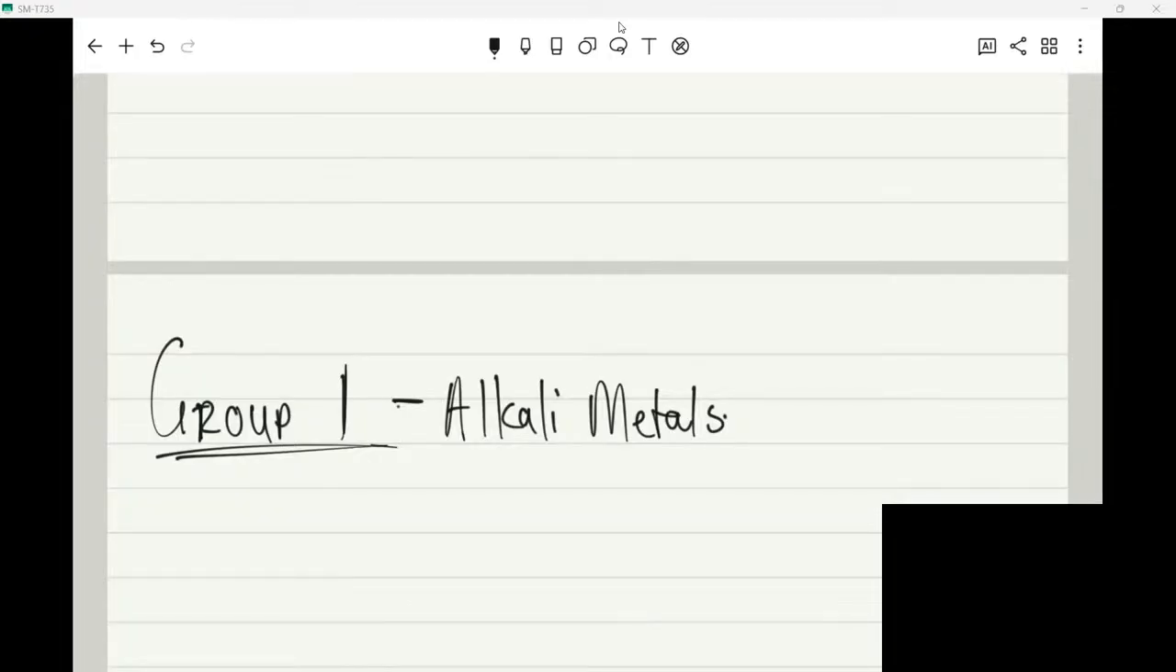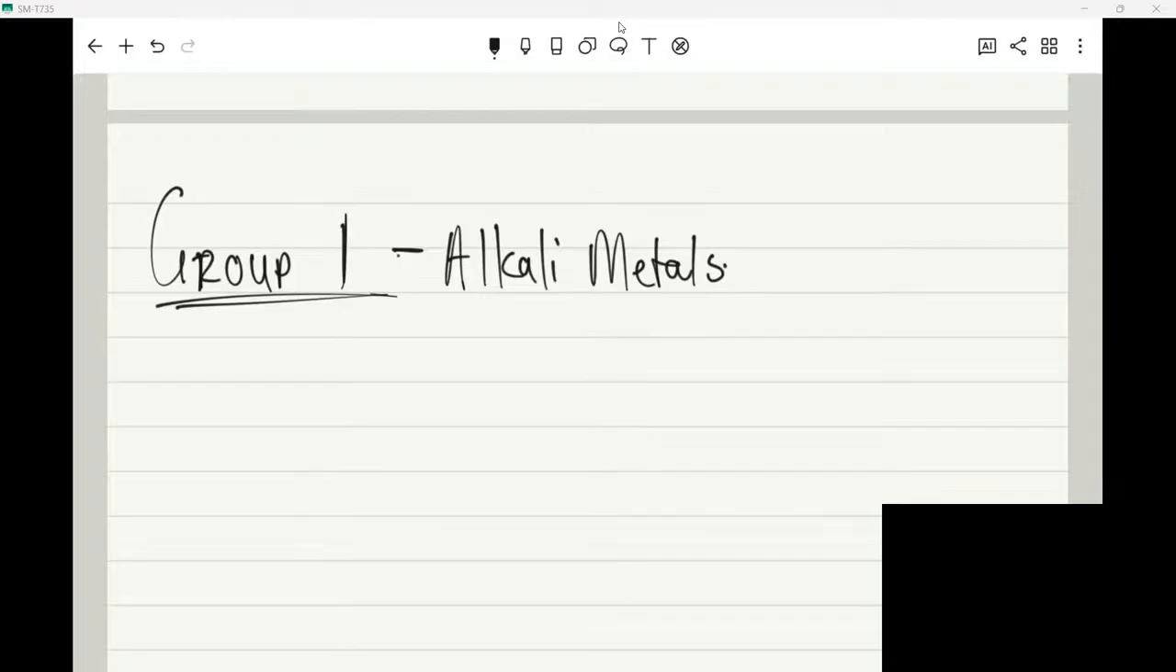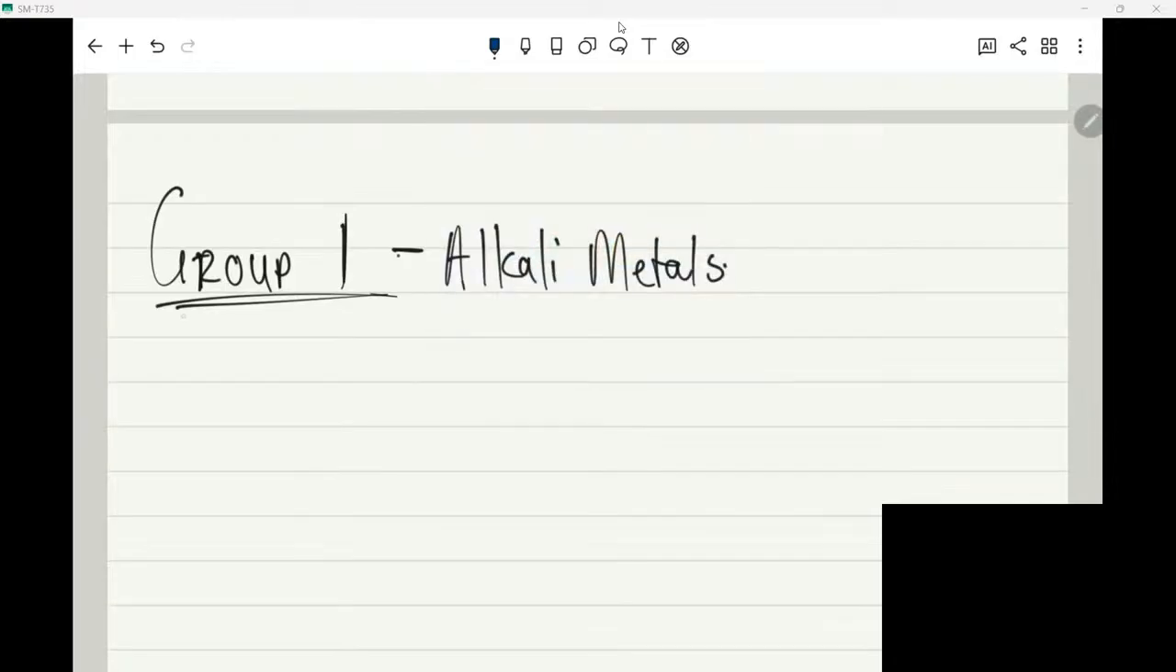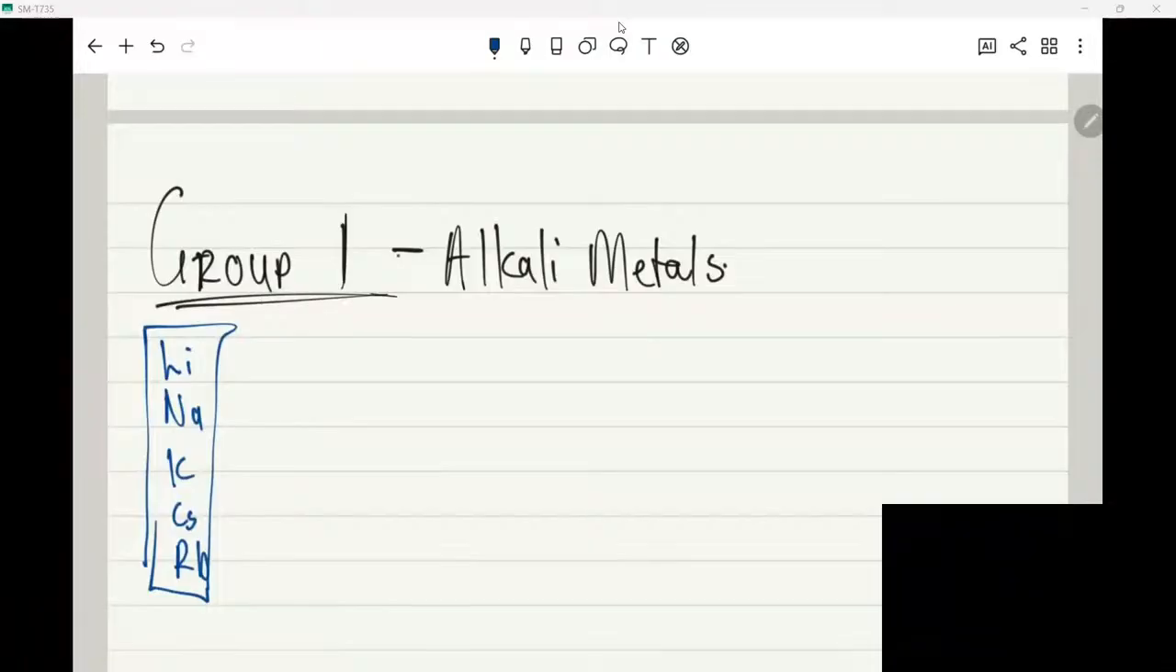Group 2, you see them being called alkaline earth metals. So these are alkali metals, that's your group 1. What are they? You have lithium, sodium, potassium, then you have cesium, then rubidium. Here's your group 1. These are your group 1 metals. They are called alkali metals.